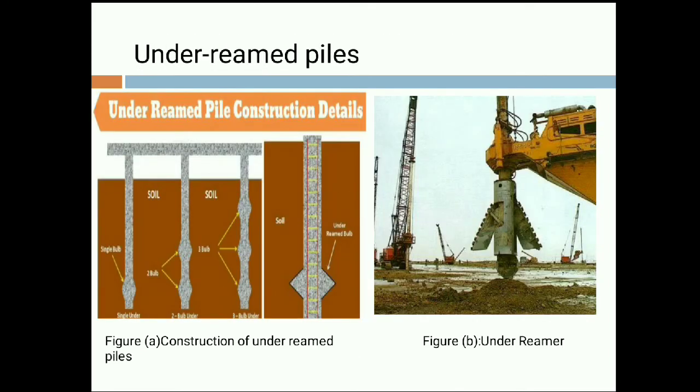Under-reamed piles. Under-reamed piles are basically such kind of piles in which under-reamed bulbs are provided at intermediate points in case of pile foundation, which we can see in figure A at the left side, that at the bottom we have provided a single bulb, then 2 bulbs and then 3 bulbs. And at the right side we can see the under-reamer, which is normally used to form the bulb below the soil.